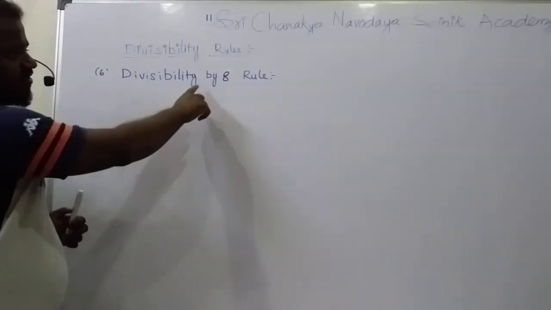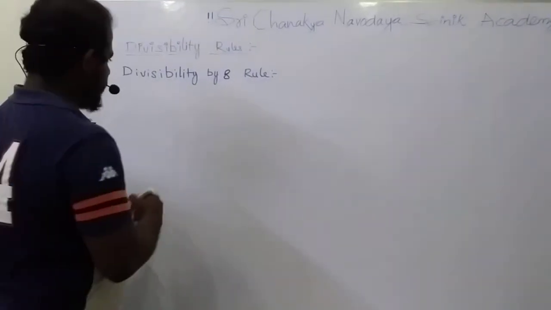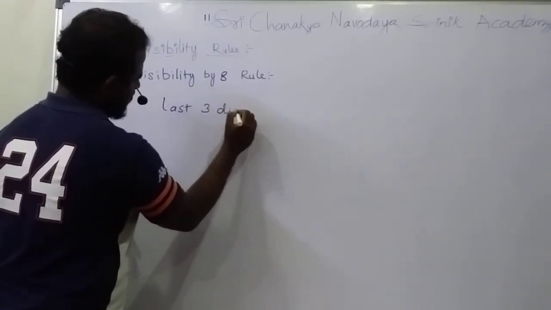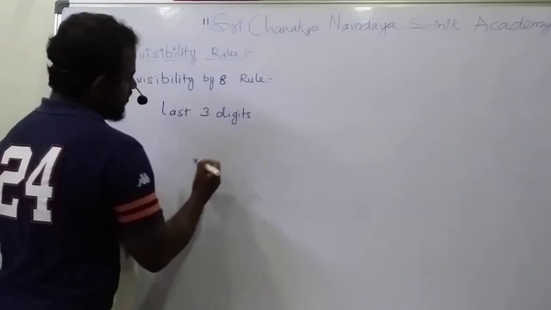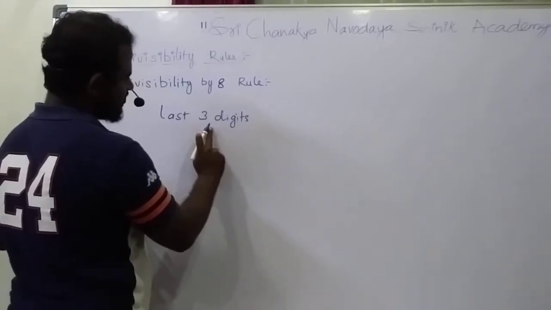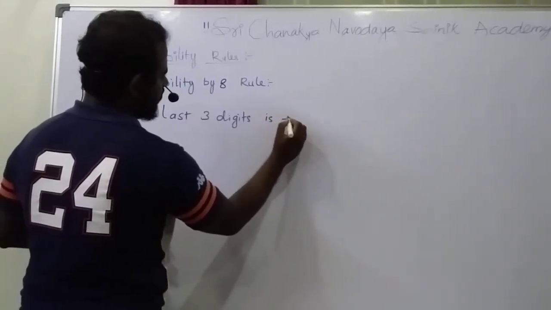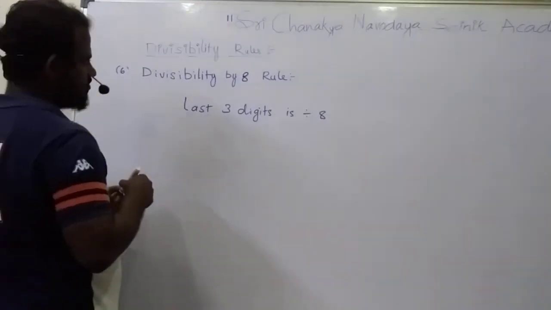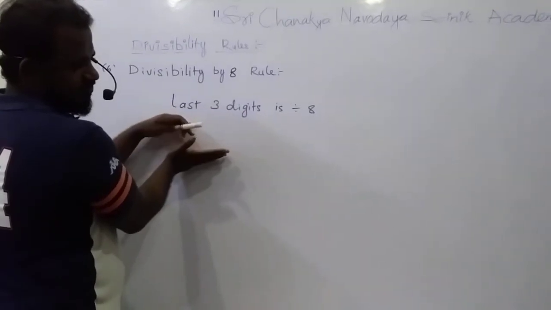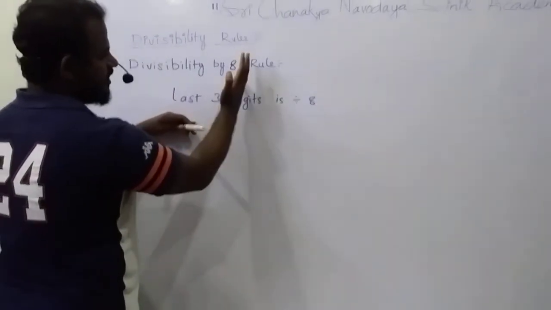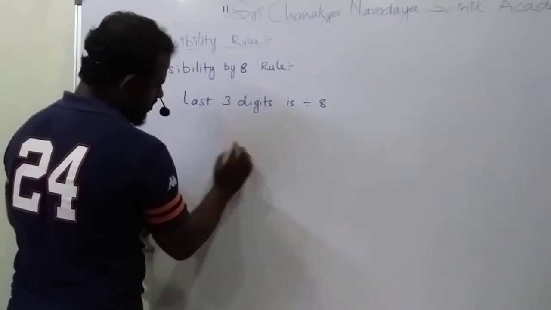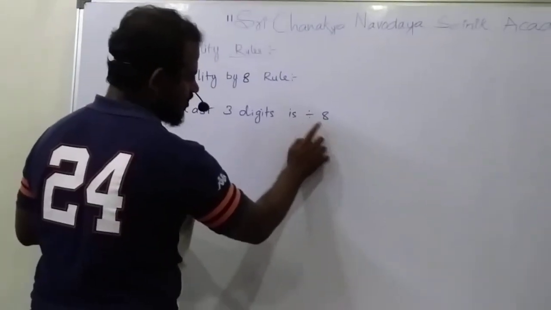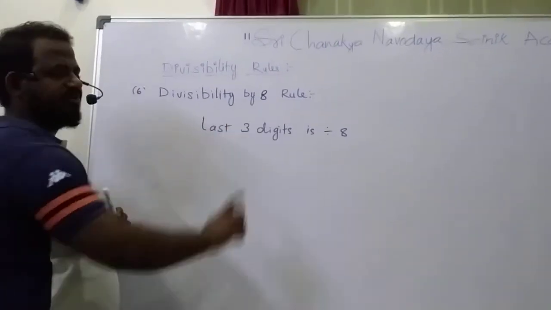The criteria for the divisibility by 8 rule is, we will see the last 3 digits of the given number. If the number formed using these last 3 digits is divisible by 8, then the given number is also divisible by 8. If you want to check whether a given number is divisible by 8 or not, first we will see the last 3 digits of the given number. If the last 3 digit number is divisible by 8, then the number is also divisible by 8.